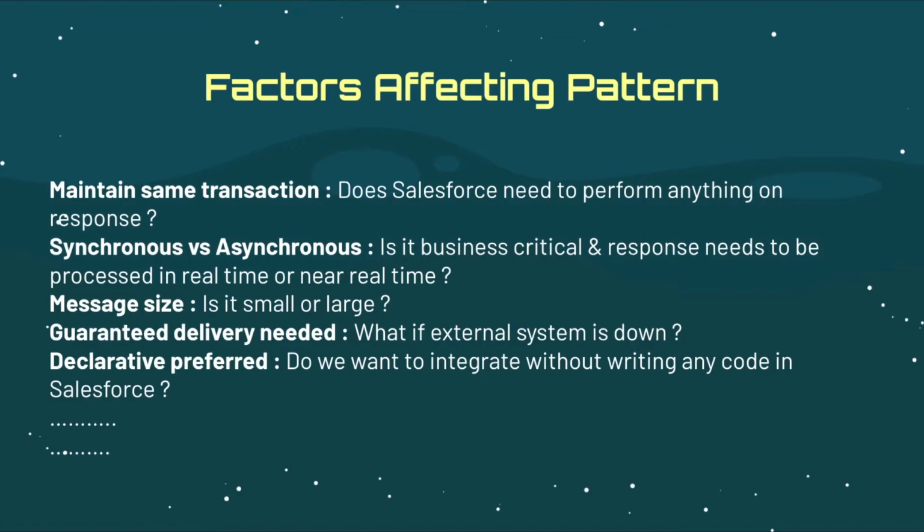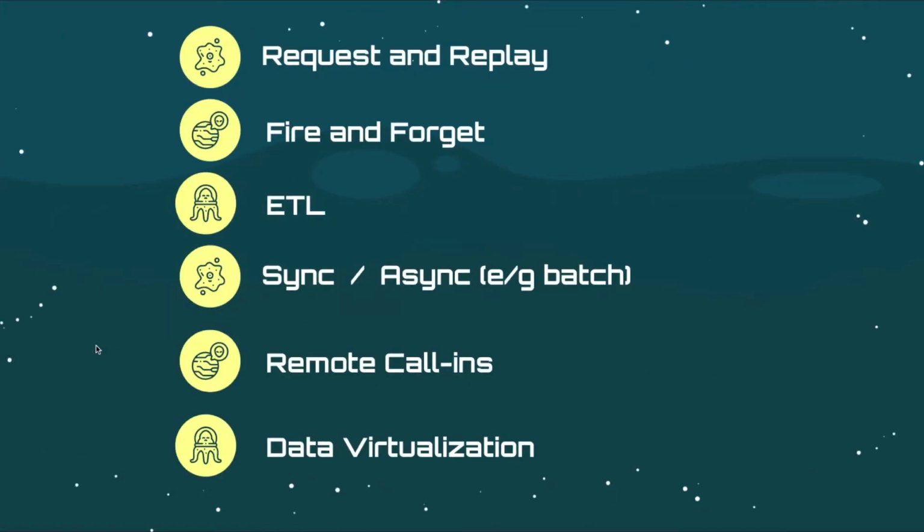What will be our message size? Should it be guaranteed delivery? Should we have a declarative preferred implementation, or could we use just custom code? Based on that, we could have the following points. So what are web service design best practices in Salesforce? If we need to maintain a reply, we could use request and reply. Salesforce in that case invokes a process on a remote system, waits for completion of that process, and then tracks state based on the response from the remote system.